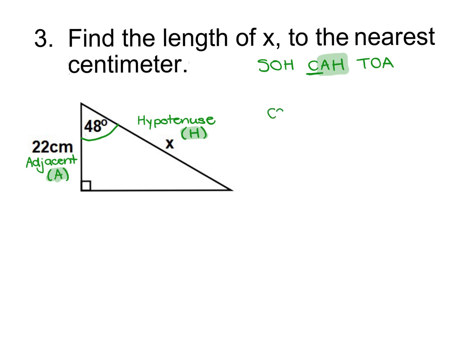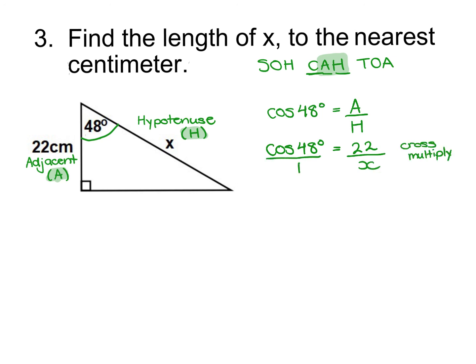So again, start out by writing cos of 48 degrees. And because A comes first, we're going to write that on top, and H comes second, so we're going to write that at the bottom. Now let's fill in the values. Cos of 48 degrees is equal to, A is 22, so that goes on top, and hypotenuse is x, that goes at the bottom.